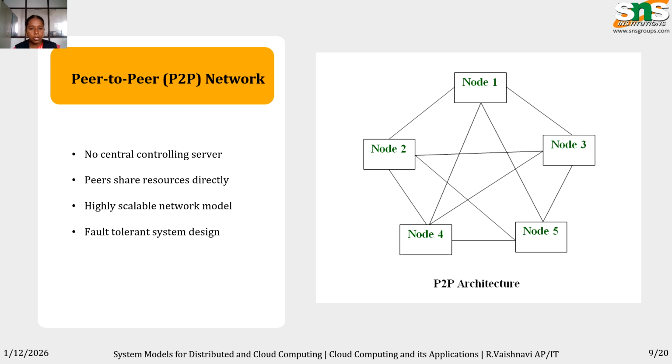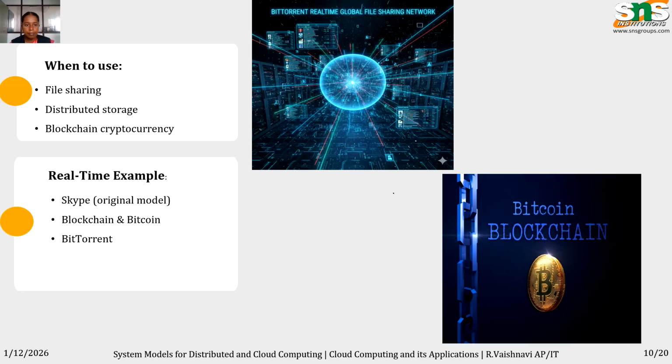Third model is the peer-to-peer network model. Here we have no central controlling server. The peers share the resources directly. It is a highly scalable network model, and it has a fault tolerant system design. The peer-to-peer model is used in file sharing, distributed storage, and blockchain cryptocurrency. The real-time examples are Skype, blockchain, Bitcoin and BitTorrent.